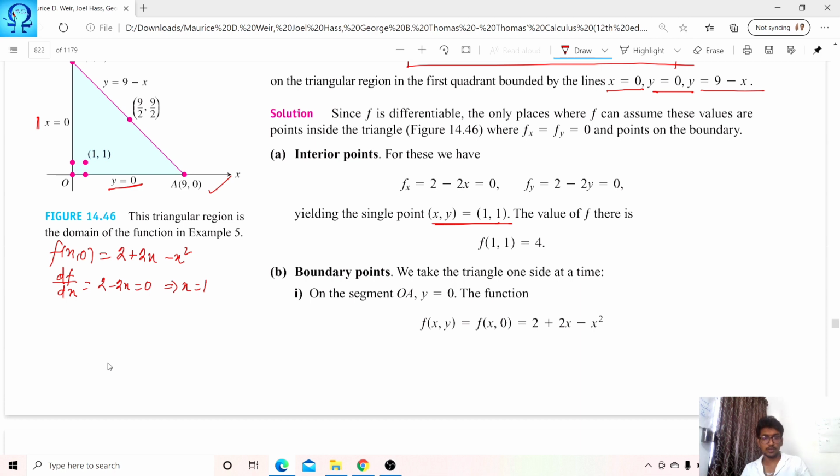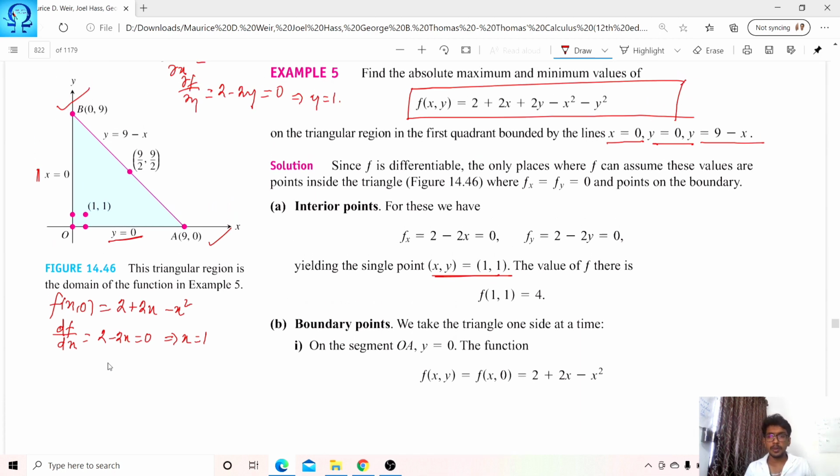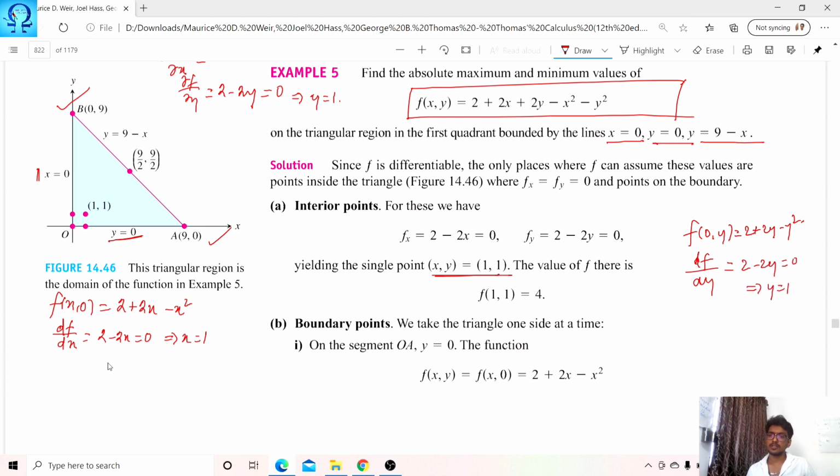Then if you look on OB, there your x value is 0, therefore f of 0 comma y is going to be 2 plus 2y minus y square. Here also you'll have to do df upon dy, and that is 2 minus 2y. If you equate this to 0, you get y is equal to 1. Therefore 0 comma 1 is the other point.